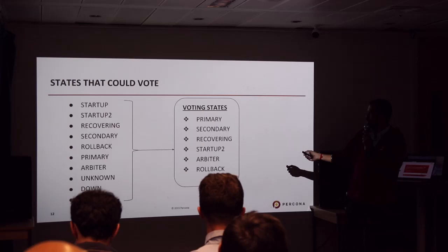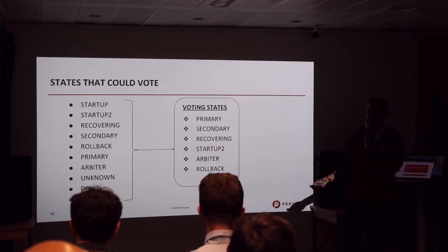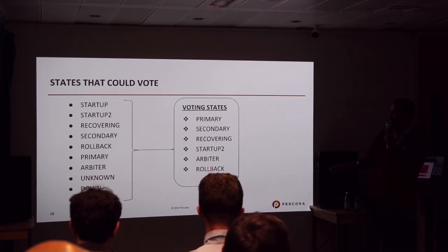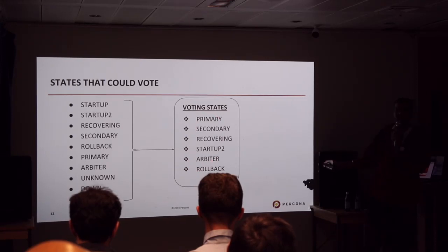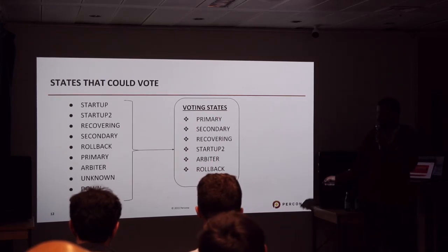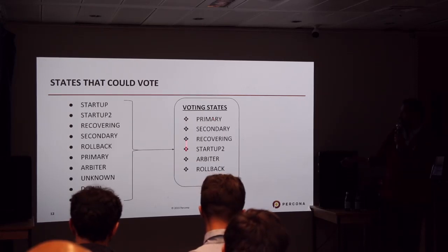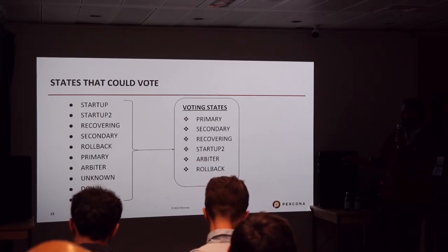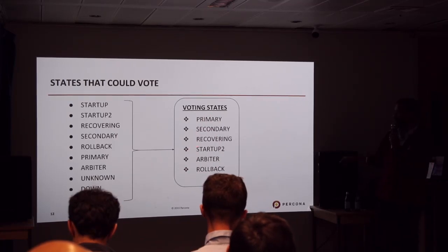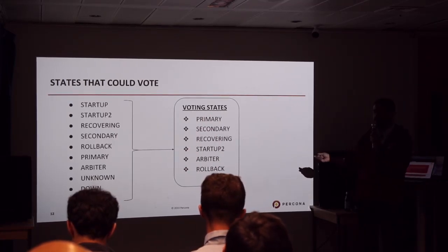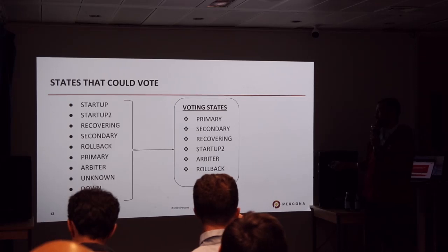And who can actually vote? That means whenever the election happens, who can actually vote? Only the MongoDB instances which have these states can participate in the election. For example, if one particular server is in the startup state, it cannot participate in the election. So you need to make sure only these states can participate in the election.